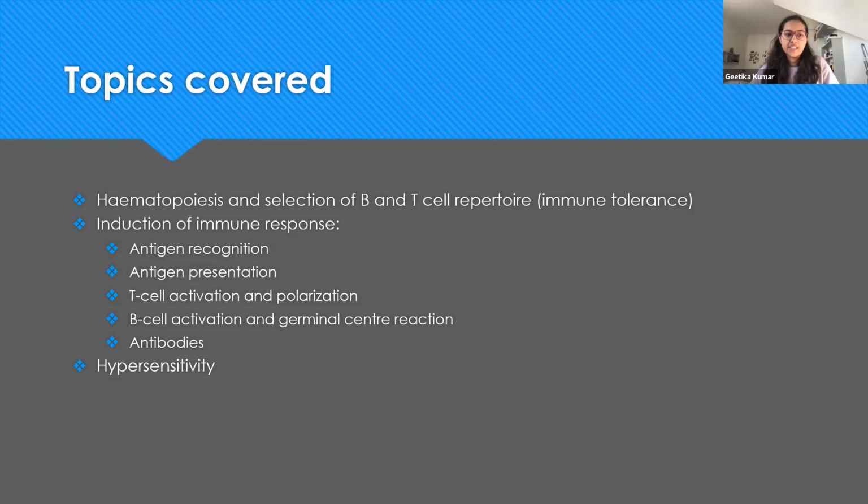And then we'll look at secondary lymphoid organ function and induction of the specific immune response. This will include the antigen recognition and presentation by antigen presenting cells, then T cell activation and polarization into T cell subsets, and then also B cell activation and the germinal center reaction, which gives rise to antibody diversity and specificity. And then we'll also finally look at hypersensitivity reactions. And at the end, hopefully we'll go over a few multiple choice questions and look at one essay and sort of how to approach structuring an essay.